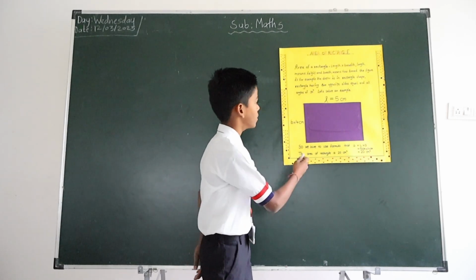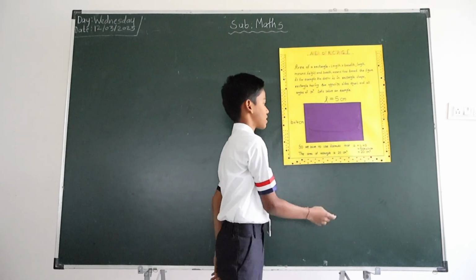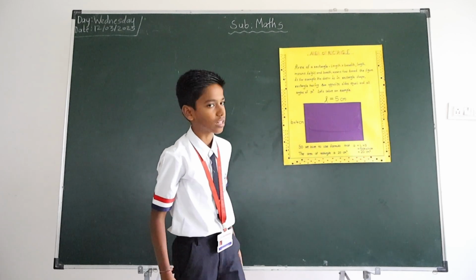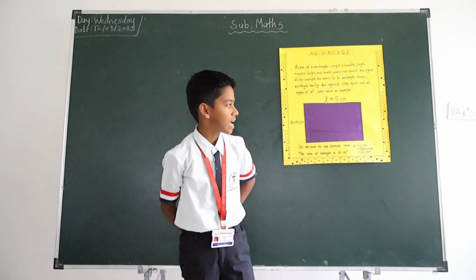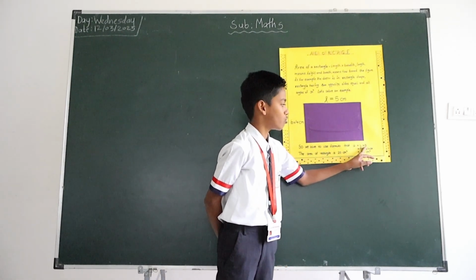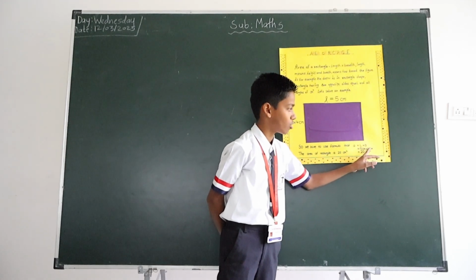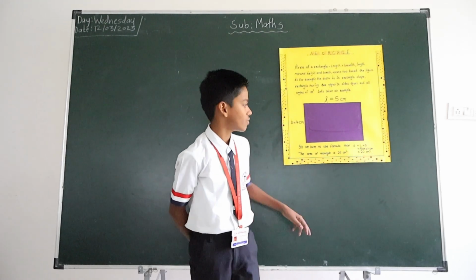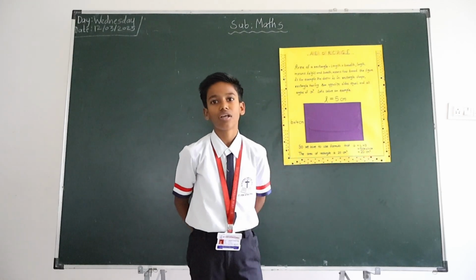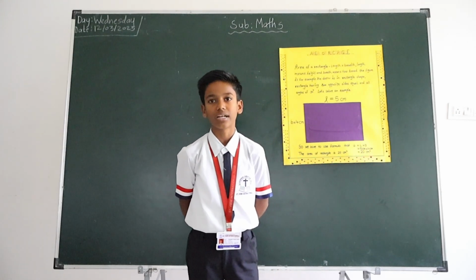Let's solve an example. Length is equal to 5 cm and breadth is equal to 4 cm. So we have to use the formula, that is length into breadth. So our next step is equal to 5 cm into 4 cm. So our answer is 20 cm square. The area of rectangle is 20 cm square.